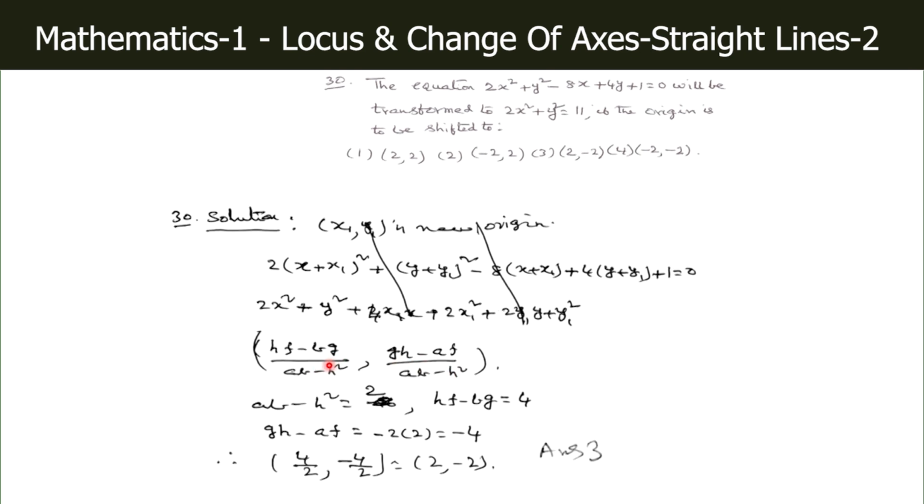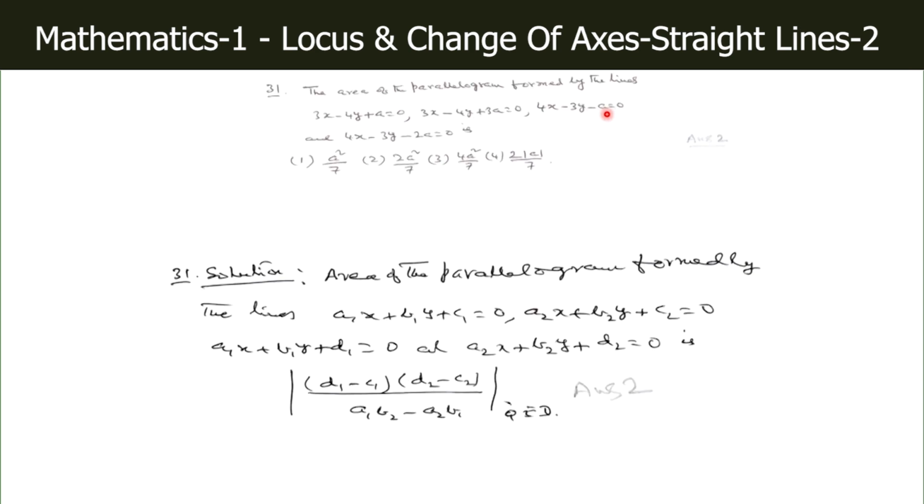Now, substituting the values of a, h, b, g and f, we have ab minus h square is equal to 2, hf minus bg is equal to 4, and gh minus af is equal to minus 2 into minus 2 minus 4. So, therefore, the new origin will be 4 by 2 comma minus 4 by 2, which is 2 comma minus 2. So, the answer is option number 3.